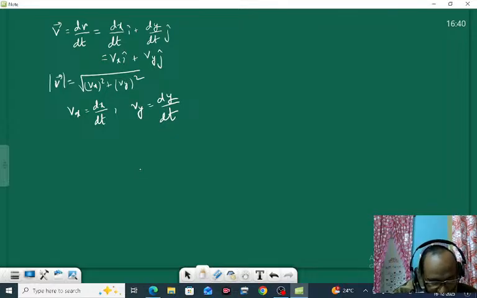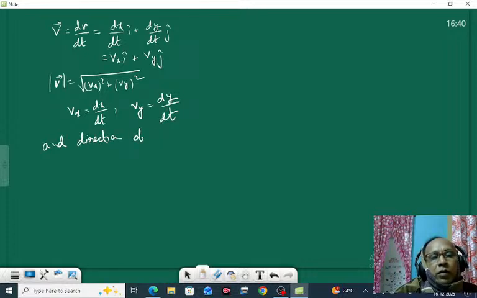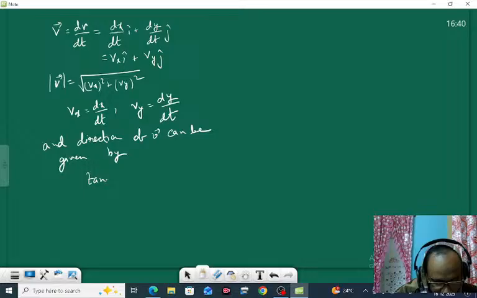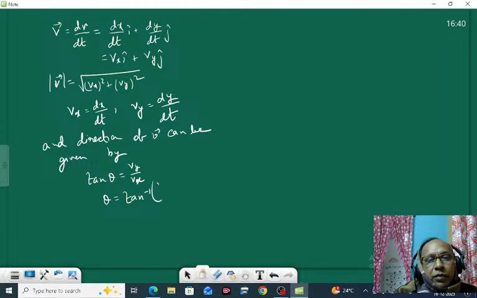Okay, and if you find the direction of v, the direction of v can be given by tan theta equal to vy by vx, or you can write it in this way, that theta is equal to tan inverse of vy by vx. This is theta.